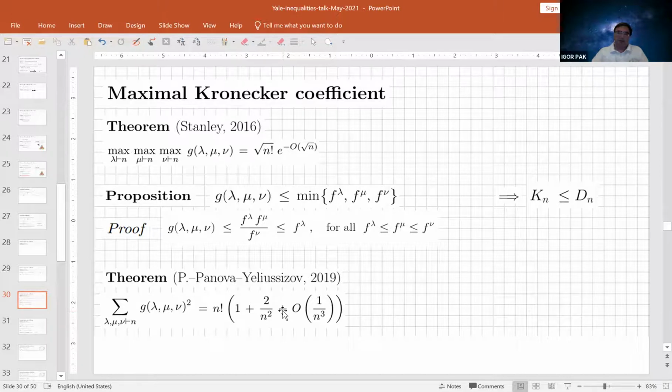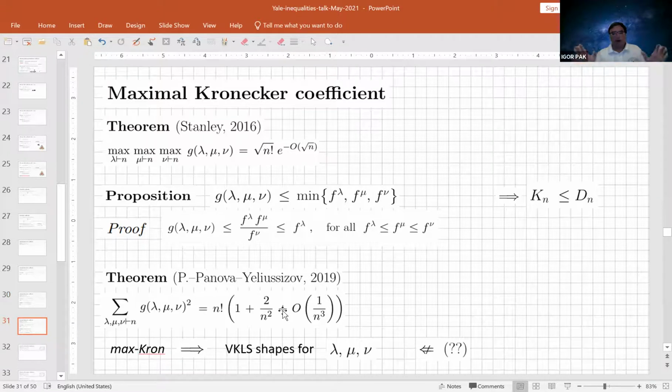So that argument is a little hard. But once you have that, you can conclude that in order to attain the maximal Kronecker coefficient, all three partitions have to have Vershik-Kerov Logan-Shepp shapes. And again, we don't believe the inverse is true, but that's all we can prove. Is this clear? Questions about any of this?